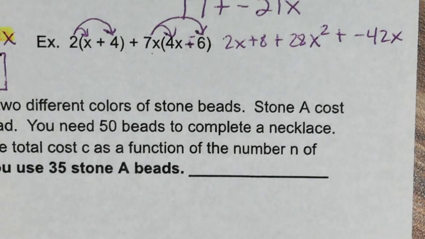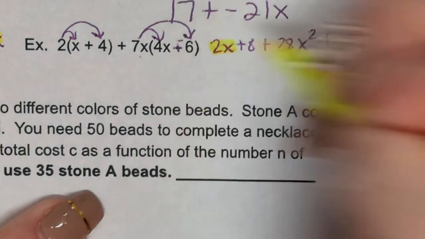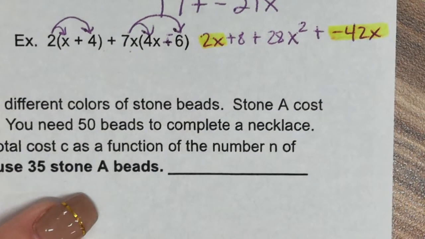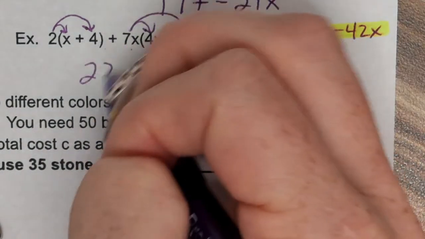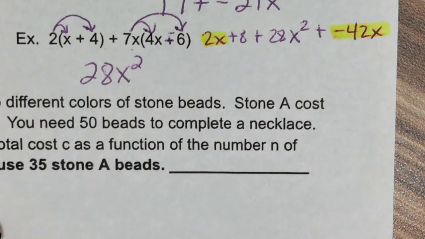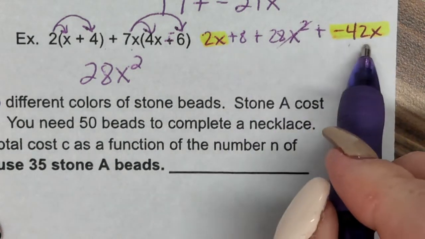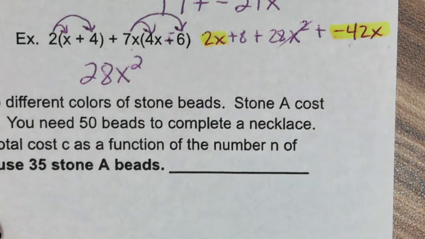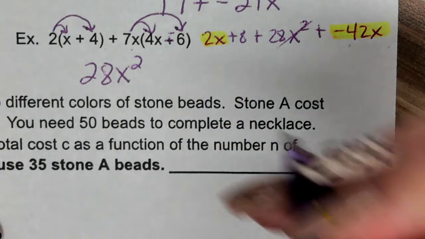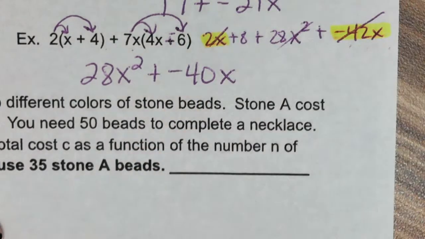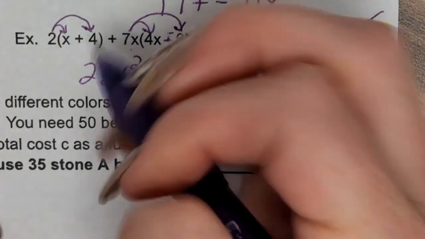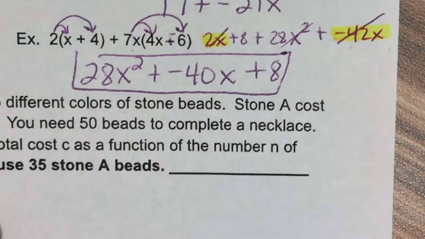Now I need to look at, can I combine any like terms? I can combine this x with this x. That's it, right? So I'm going to write 28x squared first because it's the proper way to write it. I'm done with that one. Then what is negative 42 plus 2x? Negative 40x. So plus negative 40x. I'm done with those. And I have a plus 8 left over.